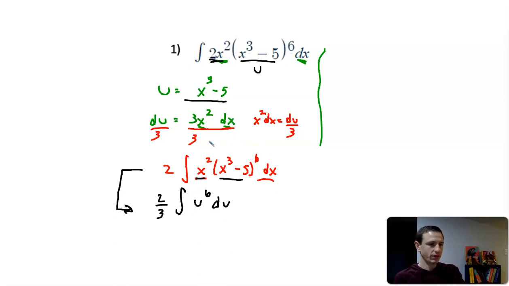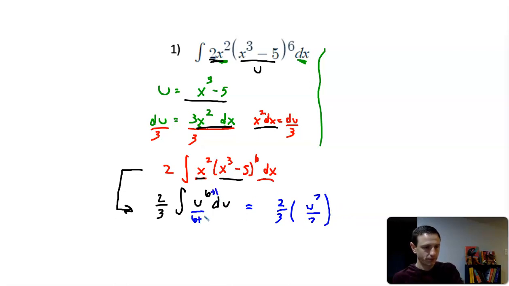So in this one, I got 3x squared dx, so I divide by 3, leaving me with just x squared dx, and then du over 3. I could have just left this as du over 3 on the inside, but I just took out the constants. So this was over 3, took it out, so I wrote it as 2/3. Now it's just a normal integral, and it's not in terms of x, it's just u. So this is going to be 2/3 times u to the 7th over 7. This is the 6 plus 1.